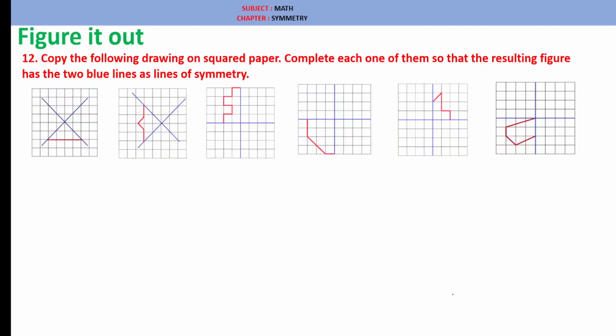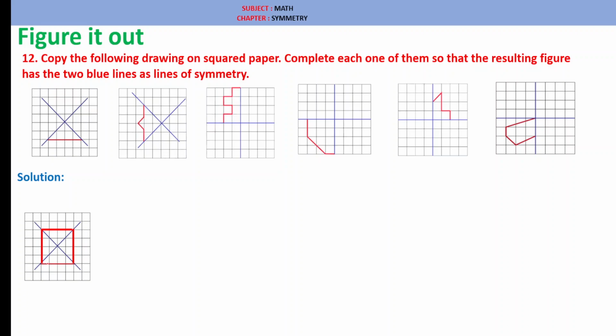Copy the following drawing on the square paper, and complete each of them so that the resulting figure has two blue lines of symmetry. Now for each of the figures, if you observe, the two lines are there. So we have to complete the figure in such a way that it has two blue lines of symmetry. So we have to copy this one.